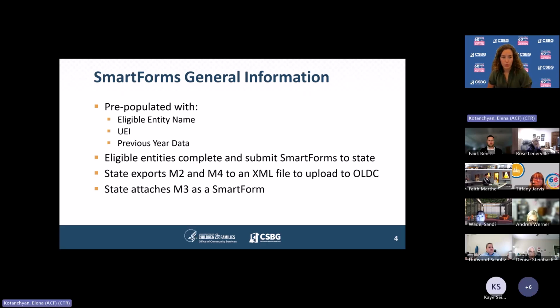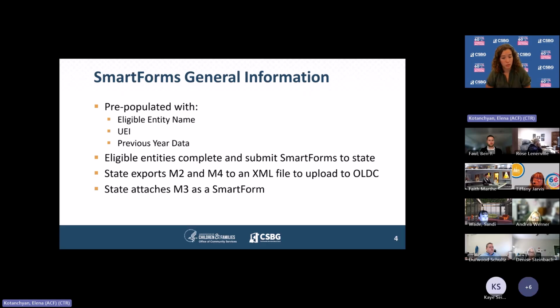And the way it works in general: the federal office sends the lead agency, or states, their smart forms for their agencies, then the state sends it down to the agencies, and then it works its way back up. Then the state exports module 2 and module 4 to an XML file to upload into the online data collection system, or OLDC. And then there is also module 3 that I'm not going to be talking about today.